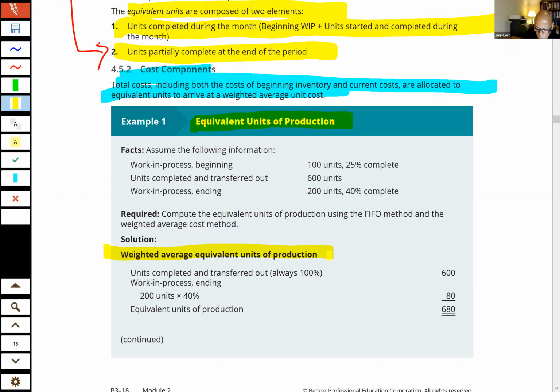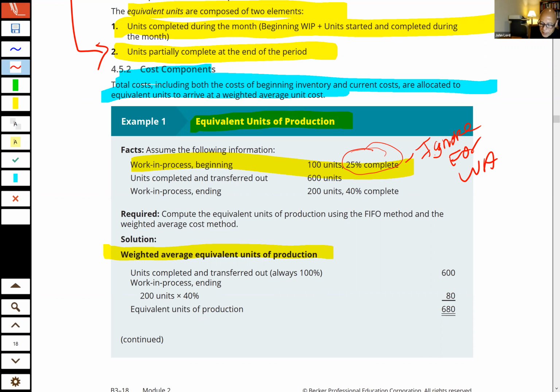They say work in process beginning is 100 units, and they say it's 25% complete. Now, when you're dealing with weighted average, you ignore that. Let me not strike it out because we're going to need it for FIFO. For weighted average, let's just write in exactly what that X was supposed to mean: ignore for weighted average. You ignore that percentage. Ignore that percentage for weighted average. I'm speaking specifically about that percentage.